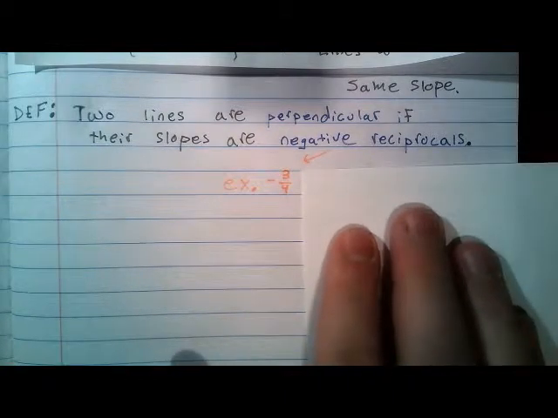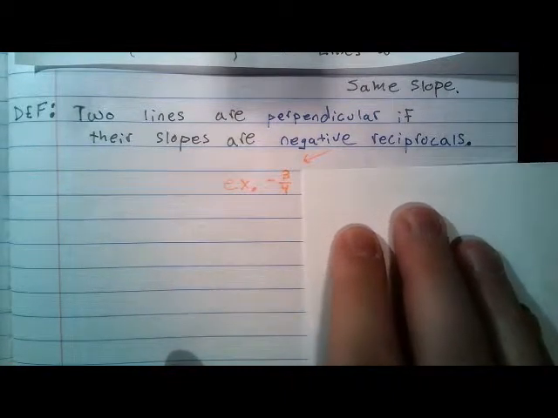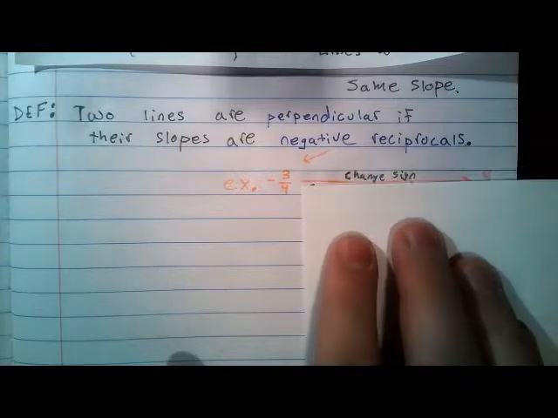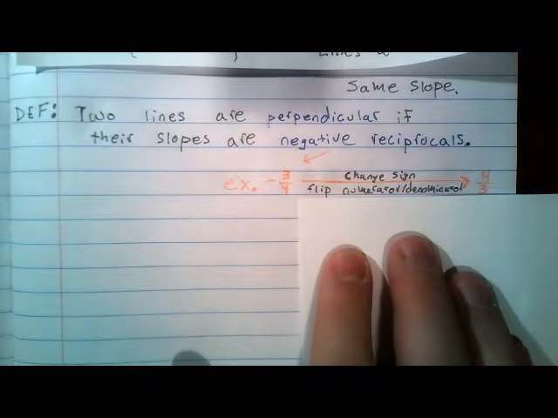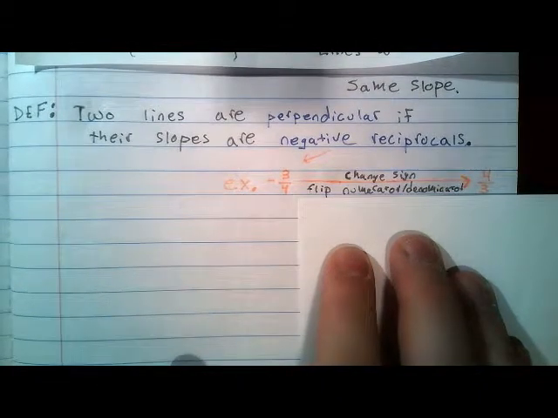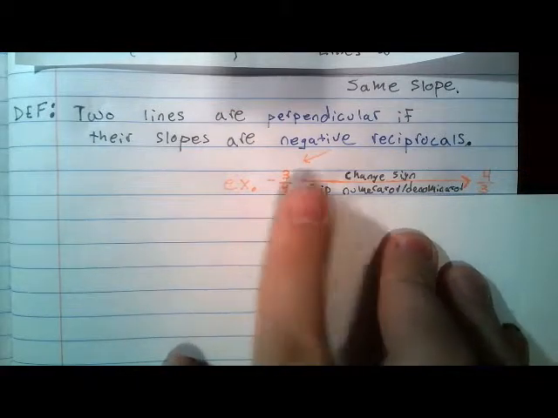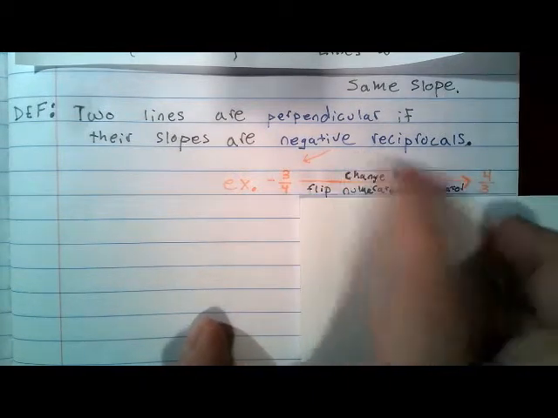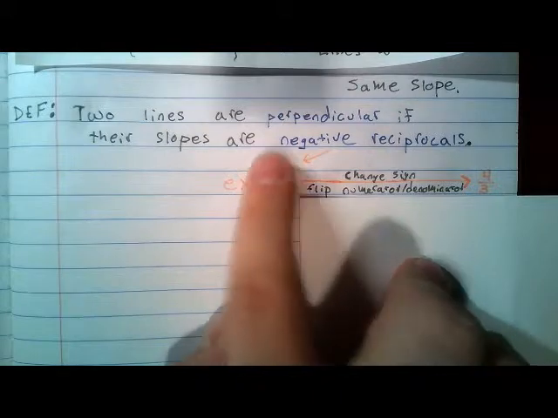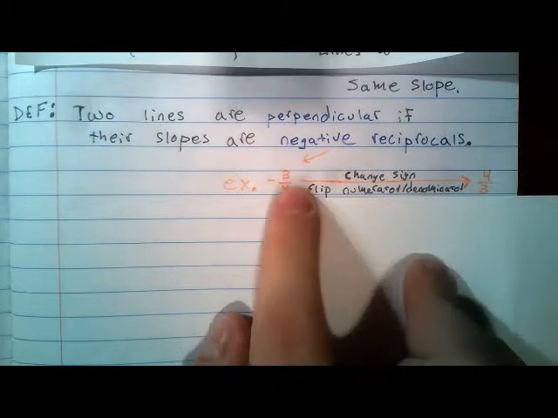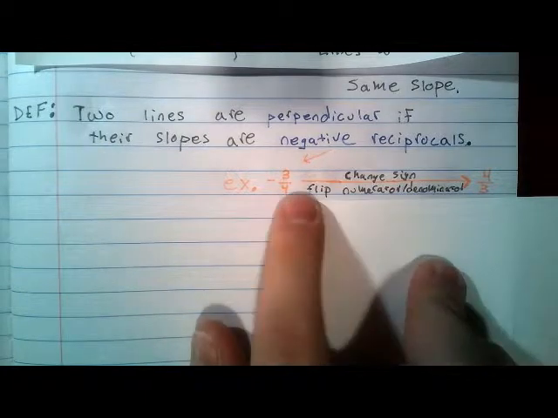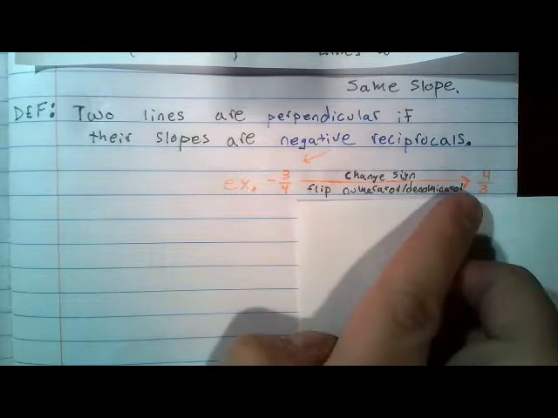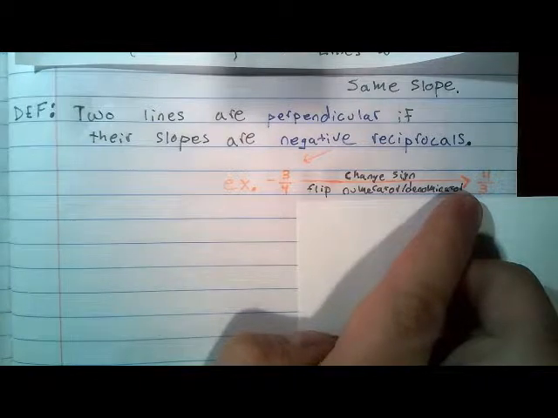If you have negative 3/4 and you're trying to find the negative reciprocal of that, we're going to change the sign and flip the numerator and the denominator. So it becomes a positive 4/3. You see how one's negative, one's positive. If this was positive, then this would be negative, because we changed the sign. But these are negative reciprocals. And if one slope was negative 3/4 and the other was positive 4/3, then those two lines would be perpendicular to each other.